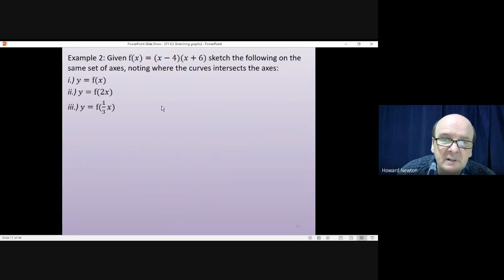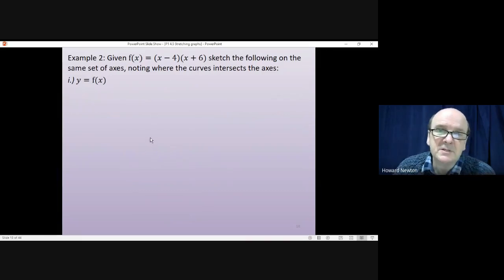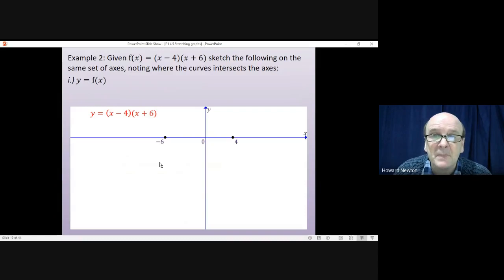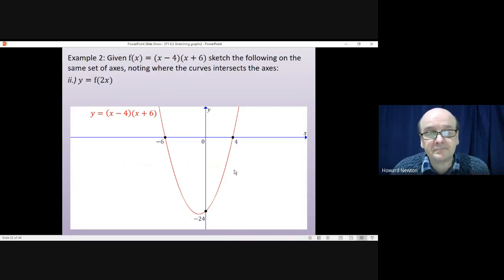Okay, let's have a look at these. So the original function is again a quadratic with a crossing point at +4 and -6 on the x-axis. If x was equal to 0, then minus 4 times 6 is minus 24. So there'll be a crossing point here at minus 24 on the y-axis, and the curve will look something like that. f of 2x, well, first of all, what would the equation be?